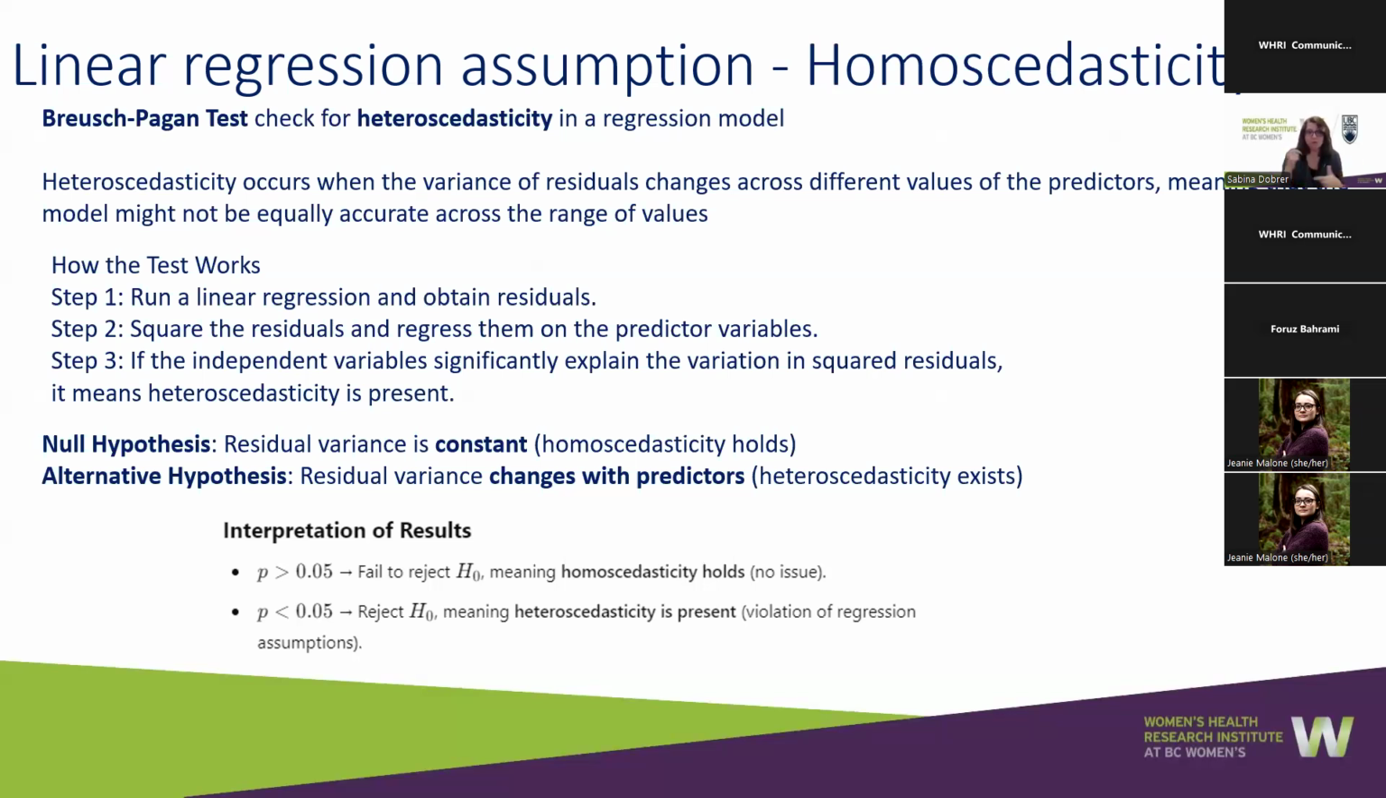It's the opposite of homoscedasticity. So basically our null hypothesis is that residual variance is constant, and the alternative is that it's not constant, so we have an issue of heteroscedasticity, which means we have different variance. And here I put how you can interpret the results based on p-values.